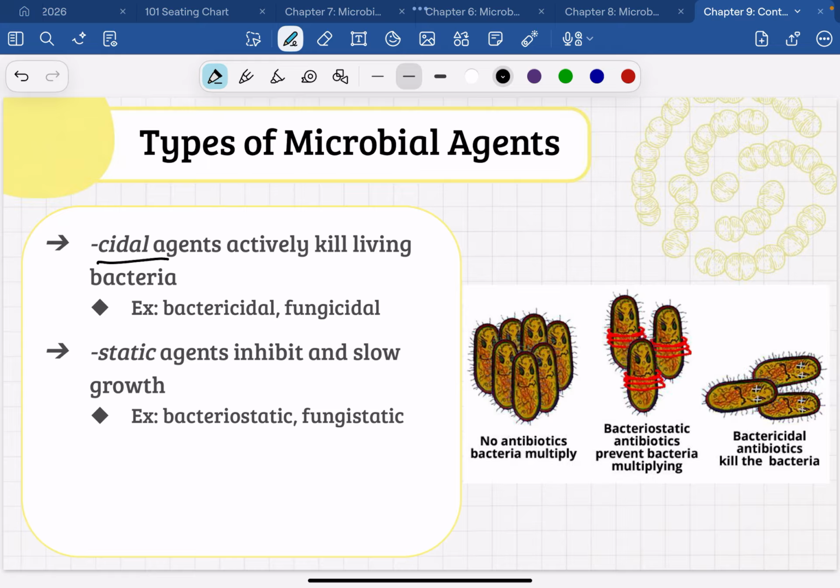The fridge is bacteriostatic. It slows down the growth because bacteria don't tend to like to grow in cold temperatures. It slows down the growth of bacteria. It slows down the growth of viruses. It slows down the growth of fungi, but it does not kill them. Okay, and so a lot of the agents that we use are actually only bacteriostatic or fungistatic, and we're going to talk about each of them as we go through it.